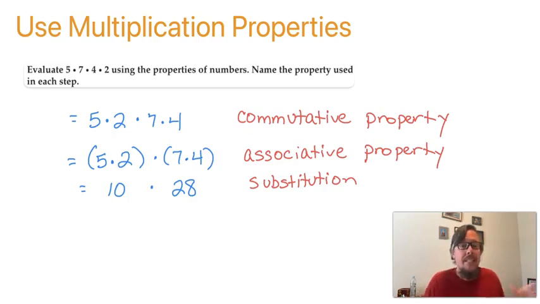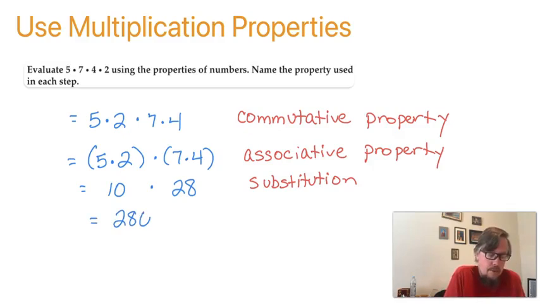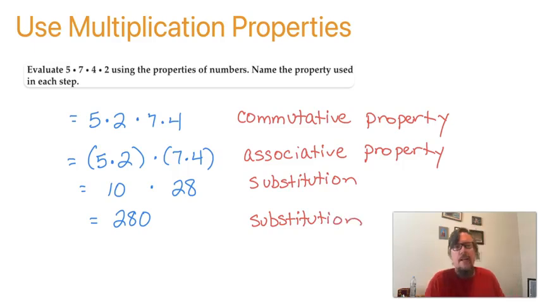It's the reason we did this problem this way by moving things around and grouping them is so we could get this really easy multiplication at the end. Because multiplying by 10 just means take the number and put a 0 on the end. 28 times 10 is 280. If we replace the 10 times 28 with 280, which property is that? Substitution again. We're replacing 10 times 28 with a different number, in this case 280, and the name of that property is substitution.